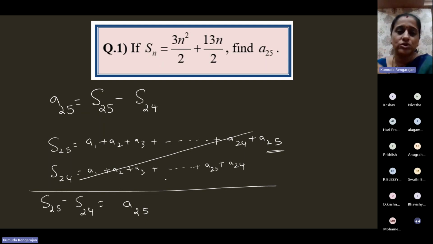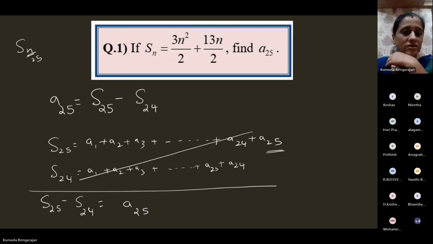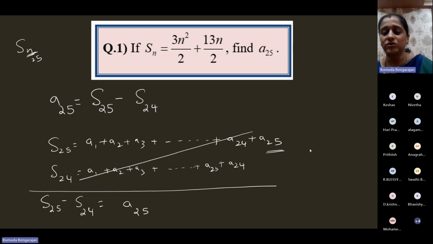This is another approach. How do you find S25 in Sn? For n, use 25. So find S25. And then for n, use 24. Find S24. So you don't have to find A and D here. Find S25, find S24. The difference between these two values will be A25. The question is completed using this method also.